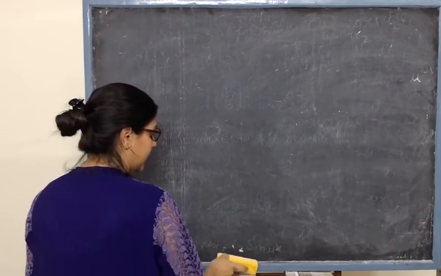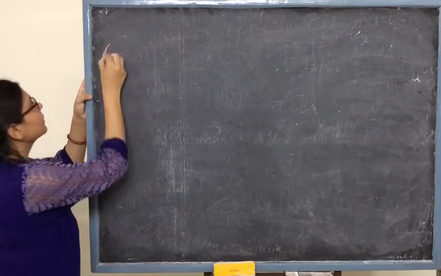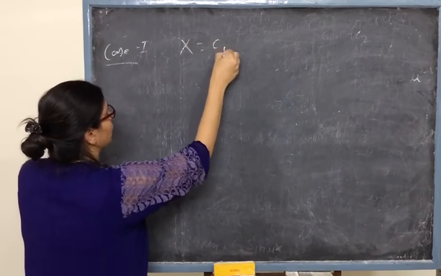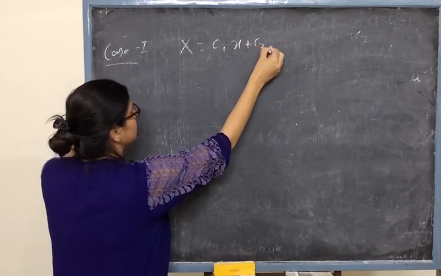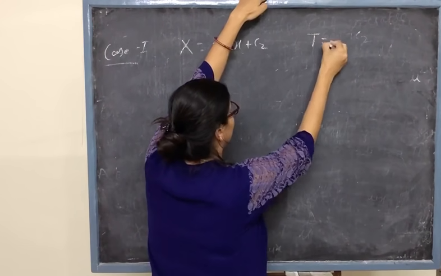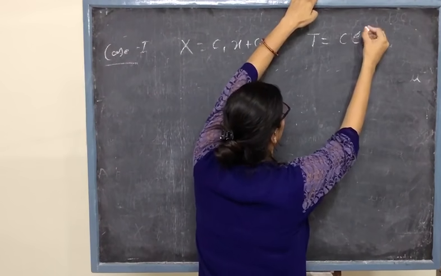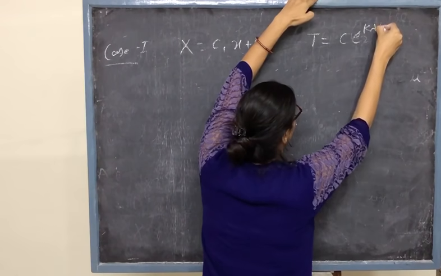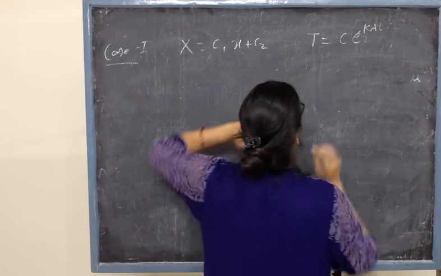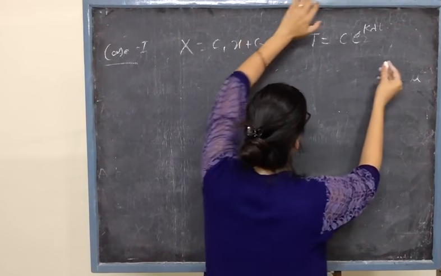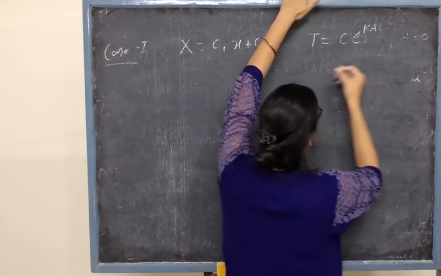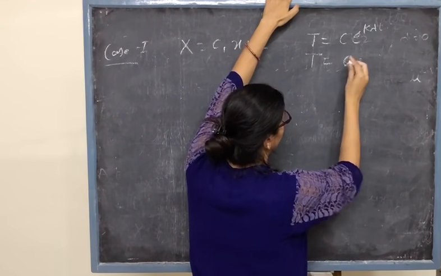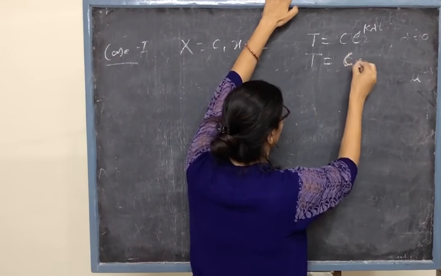Here we have got 3 cases. Case first, when our x solution is c1x plus c2, and t is always c e raised to the power k lambda t. Now when we talk about the first solution, lambda equals 0, so t equals c e raised to the power 0, which is some constant, t equals c.